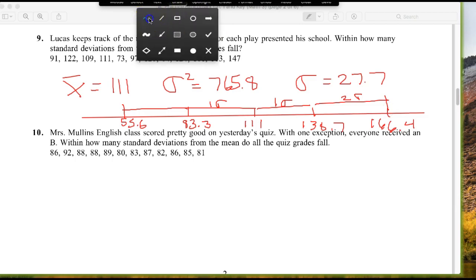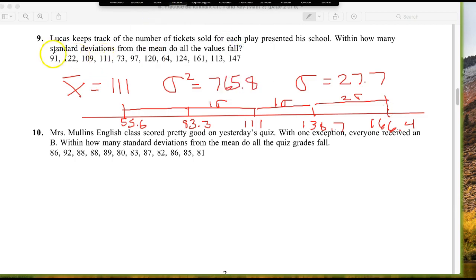Let's go ahead and look at our values. I'm going to do them in blue. All right, so 91 falls right here in this range. 122 falls in this range. 109 falls in this range. 111 is right at my median. 73 falls in this range. Oh, I didn't write the two standard deviations here. 73 falls in here. 97 falls in here. 120 falls in here, one standard deviation.